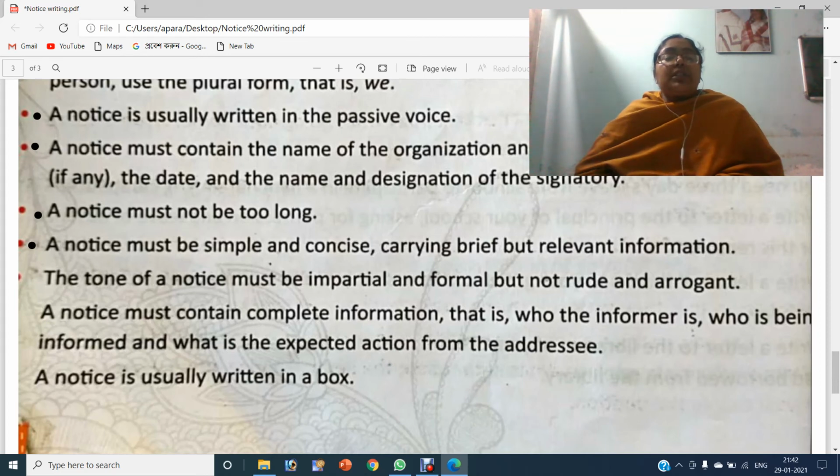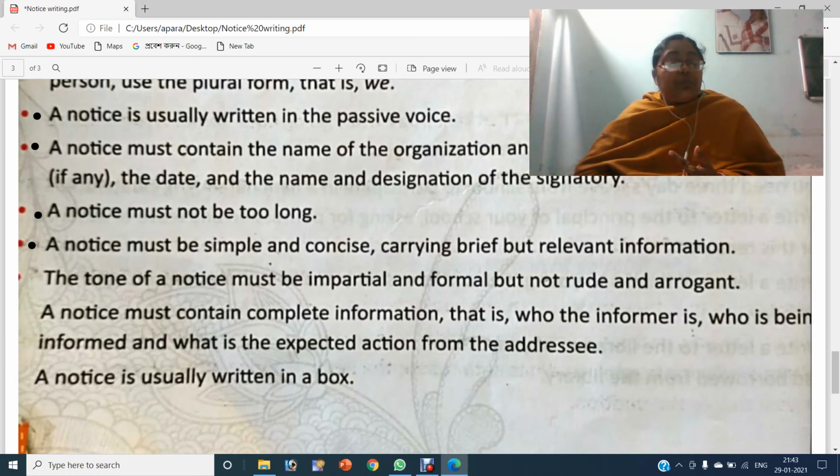The tone of a notice must be impartial and formal, but never rude and arrogant. A notice must contain complete information. That is, who is the informer, who is being informed, and what is the expected action from the addressee.